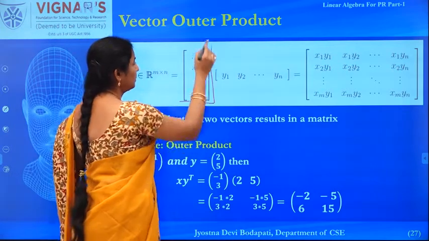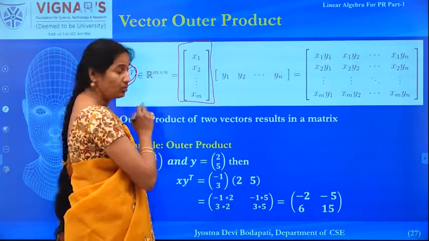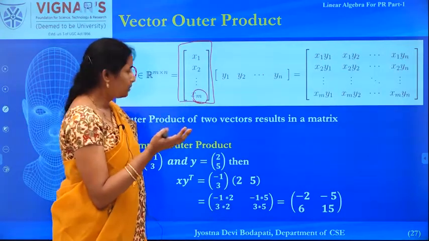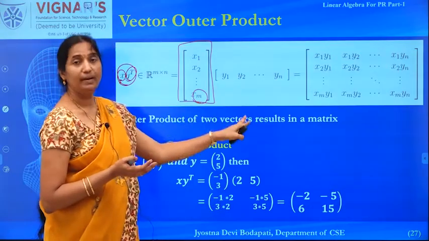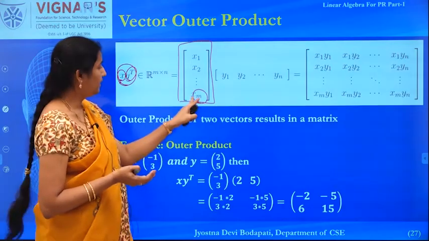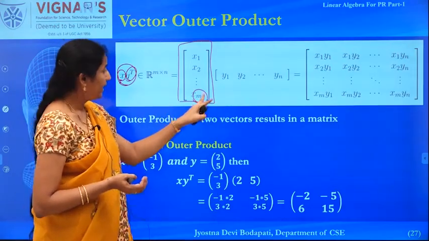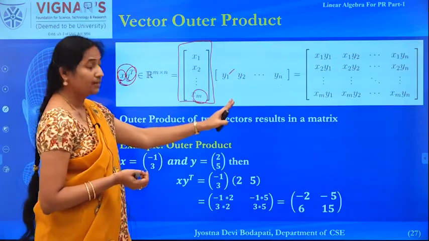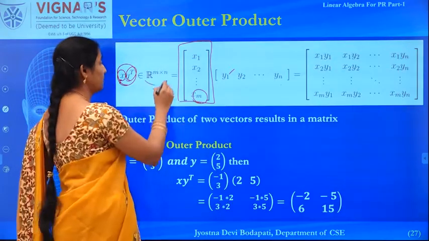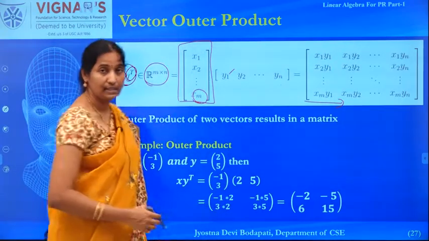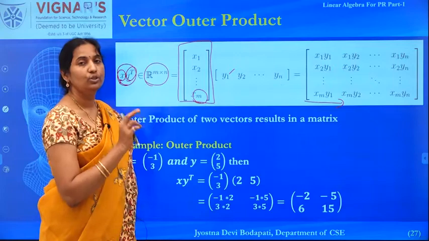So now this is the vector x, which is of m-dimensional space. Here you can remember that the vector sizes need not be compatible; they can be of different dimensions also. So here x is a vector of size m and y is a vector of size n, and the outer product results in a matrix of size m by n. This is the matrix that is the resultant of the outer product of two vectors.